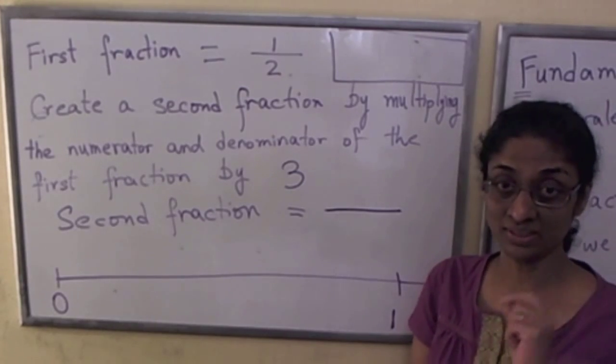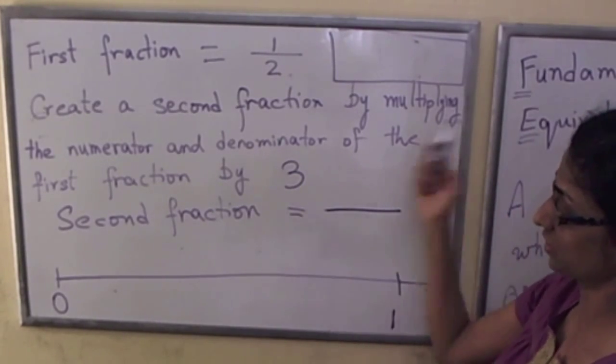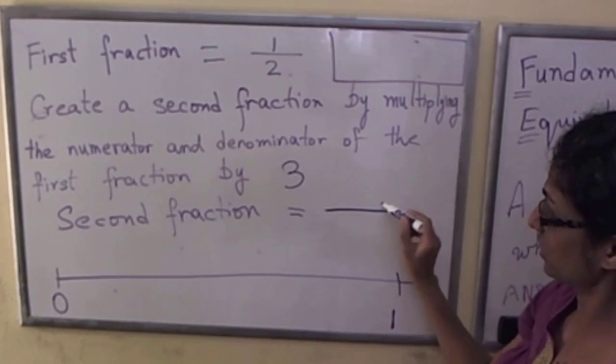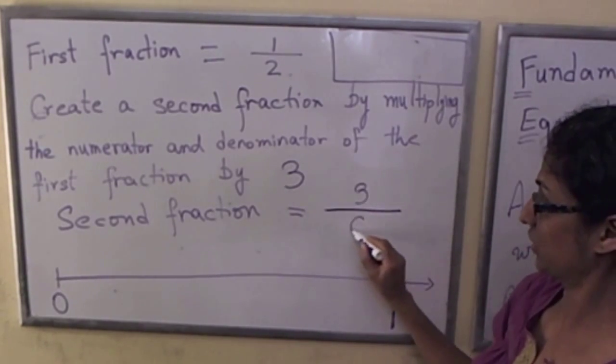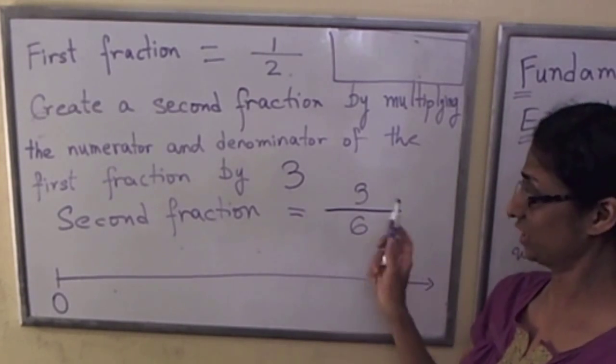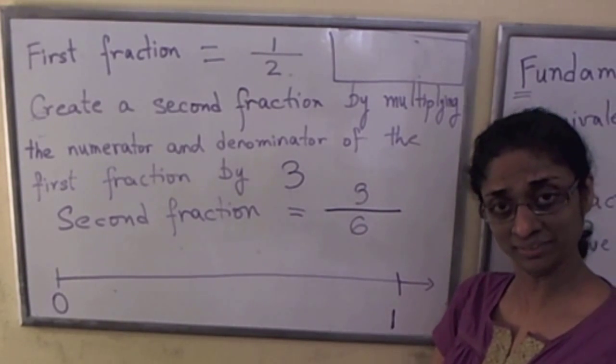Okay, so I'm guessing this is what you did to get your second fraction. I'm guessing you went 1 times 3 is 3, 2 times 3 is 6. So I'm guessing your second fraction was 3 over 6. Did you guys get that?